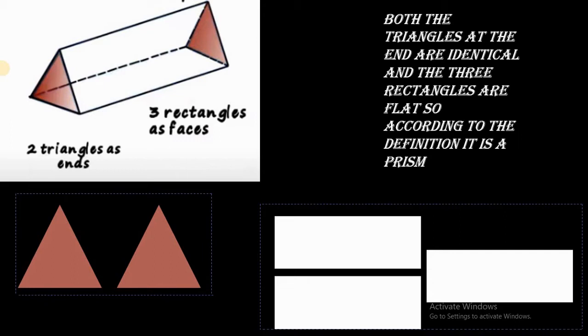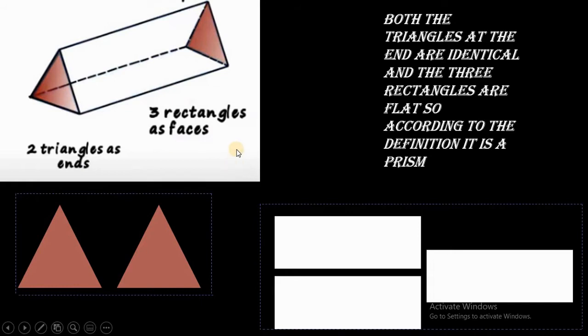We can identify that this is a prism because both the ends are identical and parallel, and the other faces are also flat. So according to the definition, it is a prism. Two triangles are used as its ends and three rectangles are used as its faces.